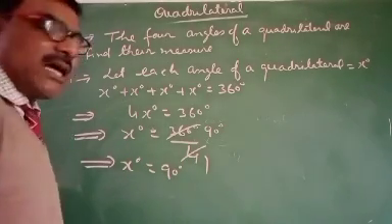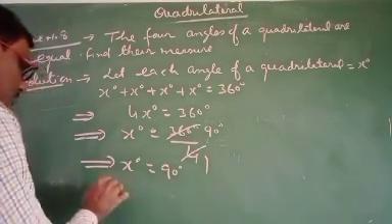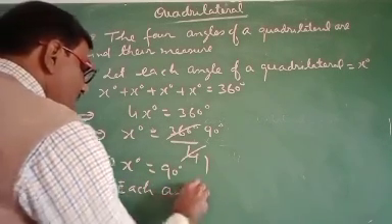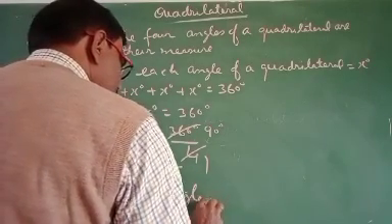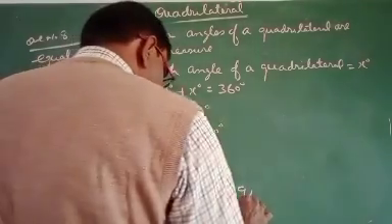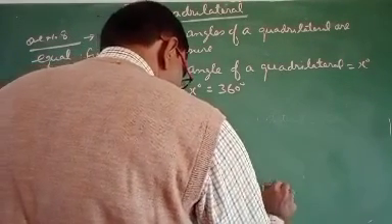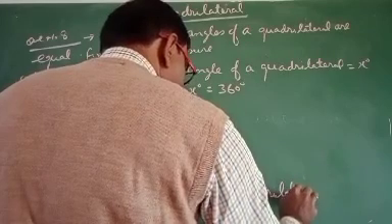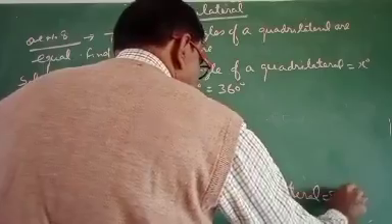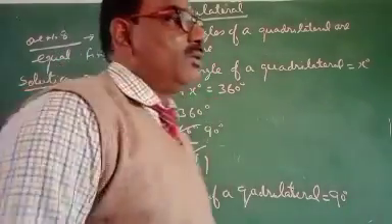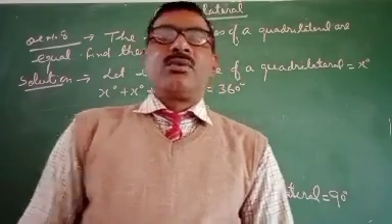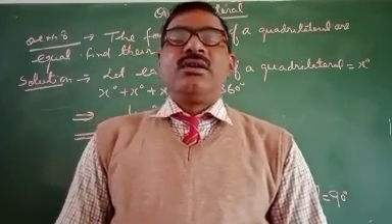Therefore each angle of a quadrilateral equals 90 degree. So if each angle of a quadrilateral is 90 degree, the quadrilateral may be a rectangle or a square.